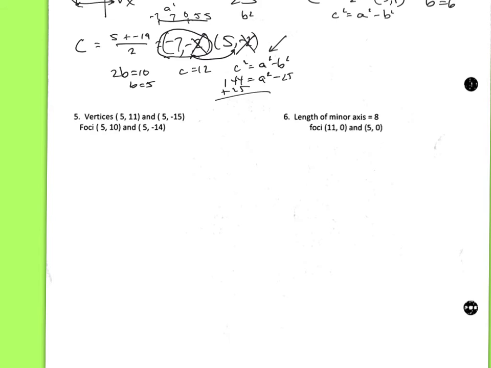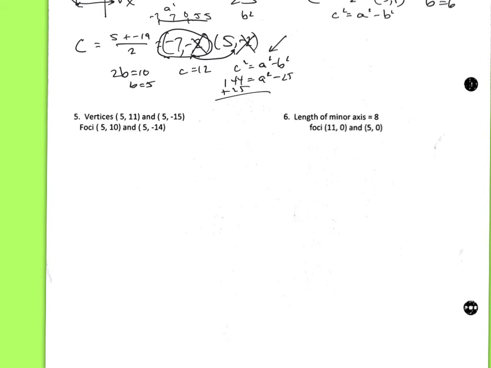And so really, these are all pretty much the same. They just have different starting points. All you got to remember is A is the major, B is the minor, C is for the focal points. So it doesn't matter what you find the midpoint of.